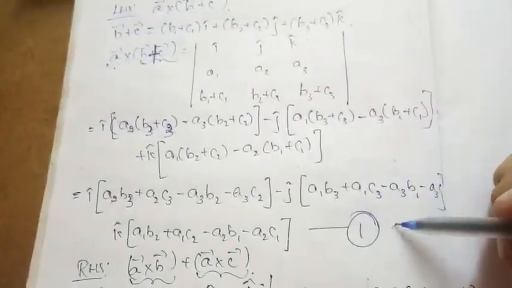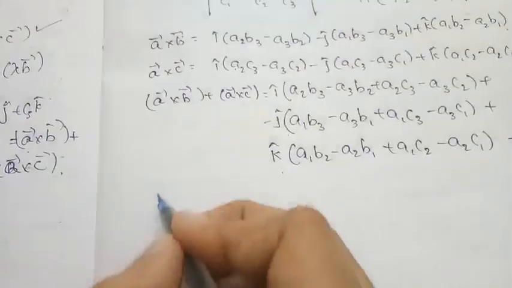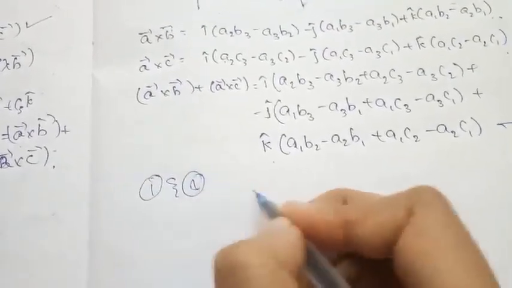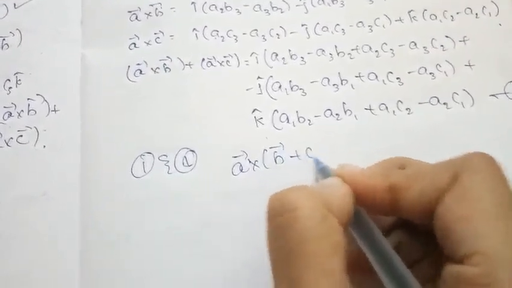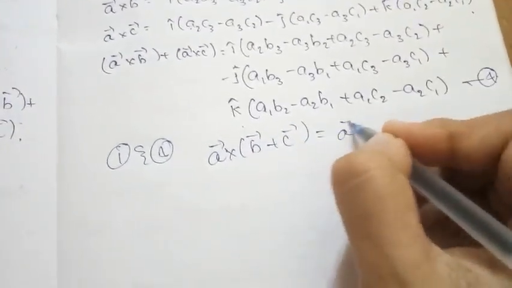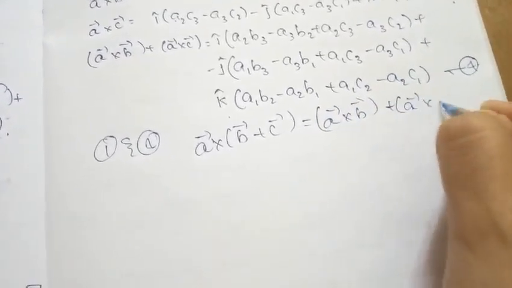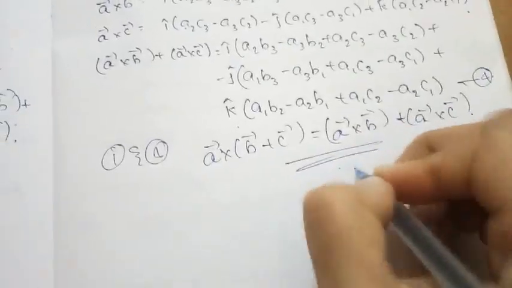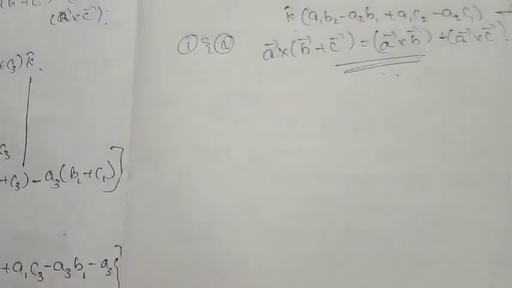Now comparing equation 4 with equation 1, by comparing the corresponding i cap, minus j cap and k cap components, from comparing 1 and 4 we can directly say that vector A cross (vector B plus vector C) is equal to vector A cross vector B plus vector A cross vector C. So this is how we prove the distributivity property.